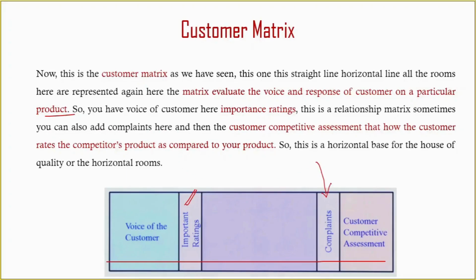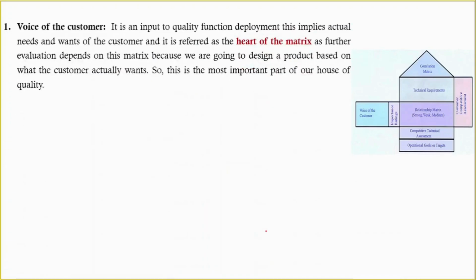Then the customer competitive assessment: how the customer rates the competitor's product as compared to your product. If you are developing a pen, the customer will check whether your pen is better than the existing pen or not. So this is the horizontal base, or the horizontal rooms, of the house of quality, and this is the most important section of the house of quality. This section is known as the customer matrix. In this customer matrix, the voice of the customer is the first and most important section. It is an input to quality function deployment.